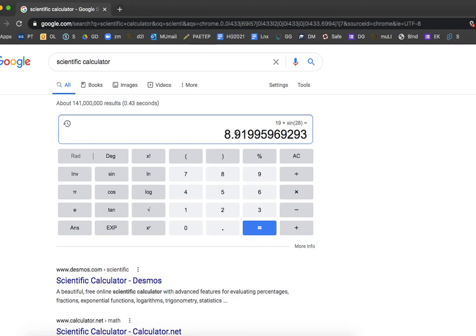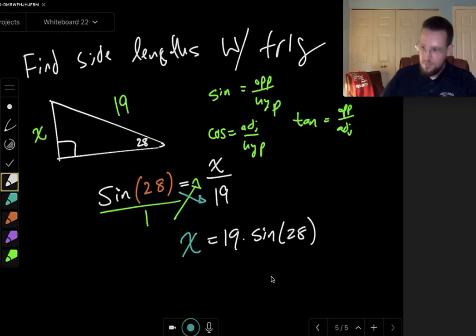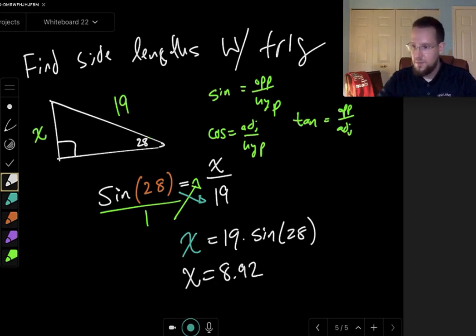8.92. We're going to round to the hundredth in this whole unit, so we're going to do 8.92. I'm rounding this up to a 2. So the measure of this side is approximately 8.92.